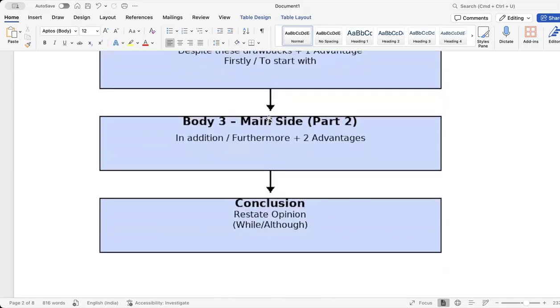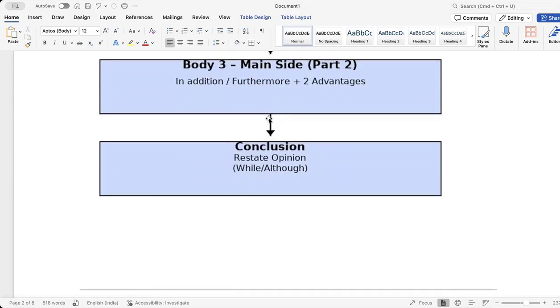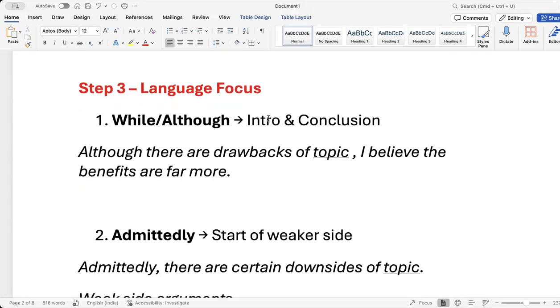Okay. So I hope the structure is clear. Does anyone have any question? Anyone, any questions? No, sir. No? Okay. So now let's start with the language.